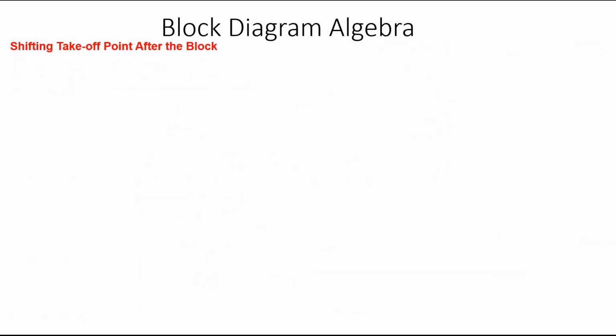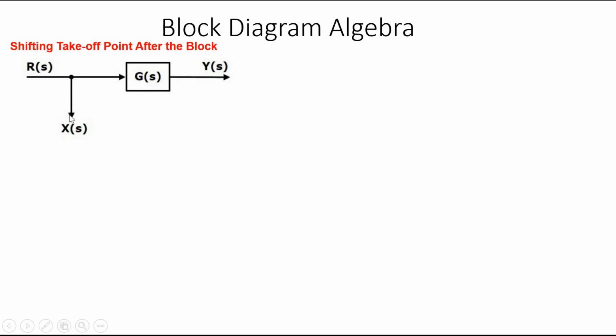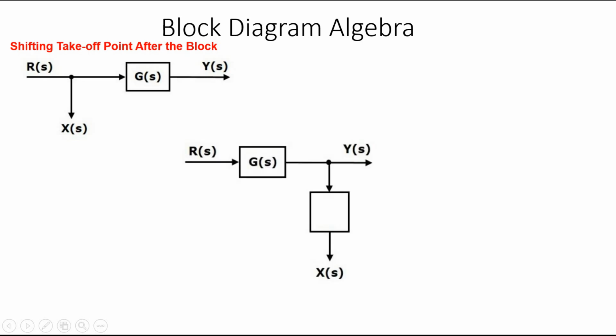And next, if you are moving the takeoff point. We discussed the movement of the summing point. Next is shifting of the takeoff point. So the takeoff point is here, before the block. If you are moving it after the block, it will be like this. So here we have to find this value, the multiplication factor.